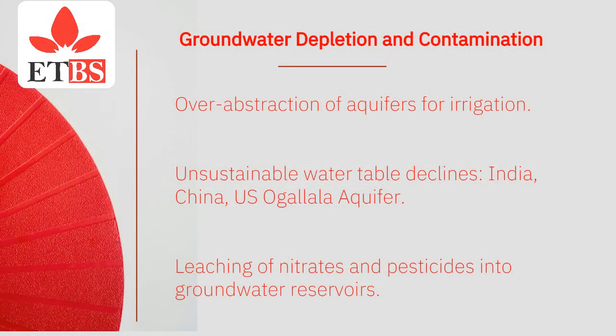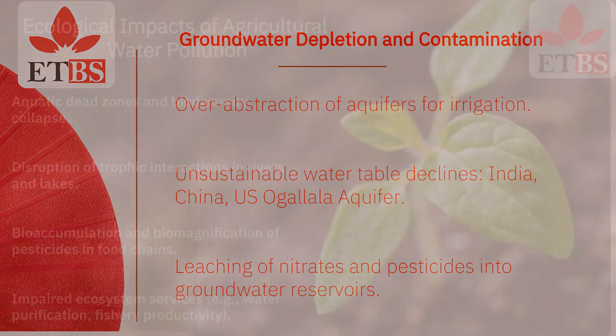Groundwater depletion and contamination. Over-abstraction of aquifers for irrigation leads to unsustainable water table declines in India, China, and the US Ogallala aquifer. Nitrates and pesticides also leach into groundwater reservoirs.